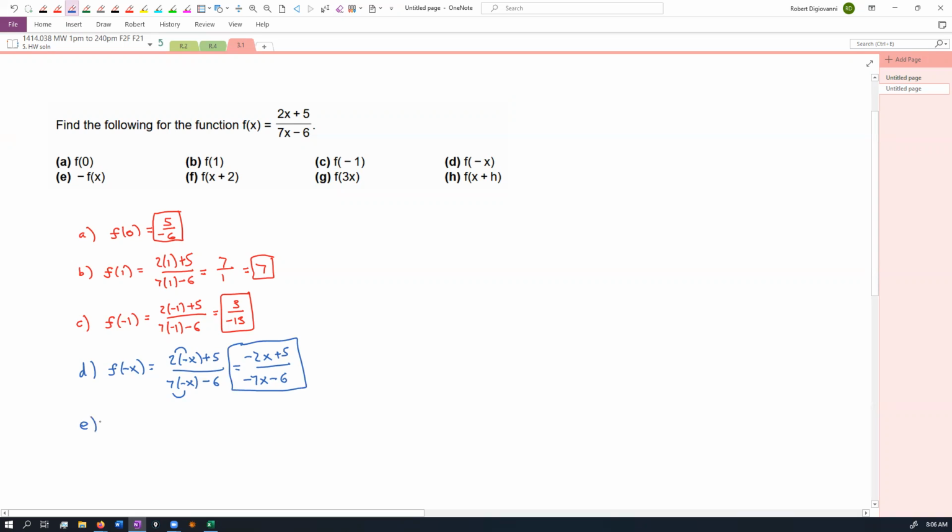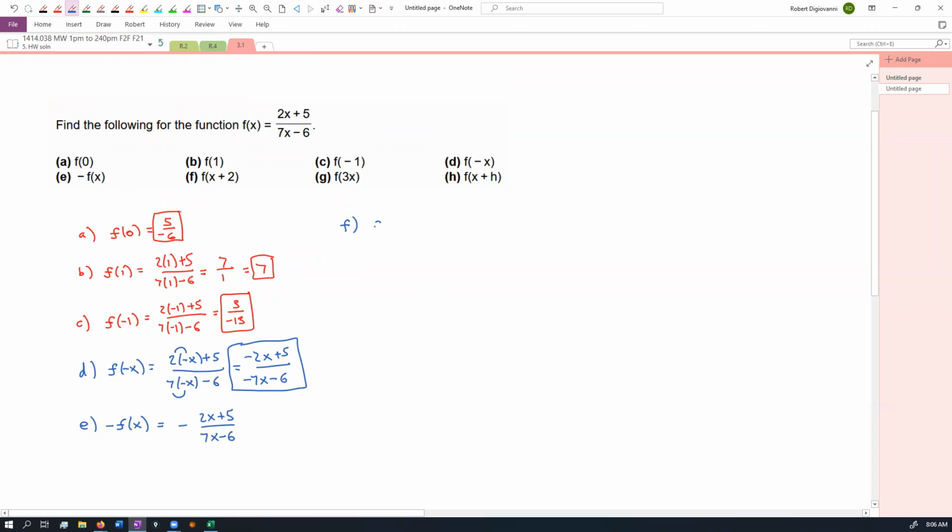Okay, E, I want -f of x. So that means I'm just going to throw a negative in front of this function. And I discussed in class that you can leave the negative out there, or you can put it up top, distribute it through, or you can put it in the bottom and distribute it through. I'm just going to leave it out here, and then we'll see when I type it in how things go. Okay, so that's E.